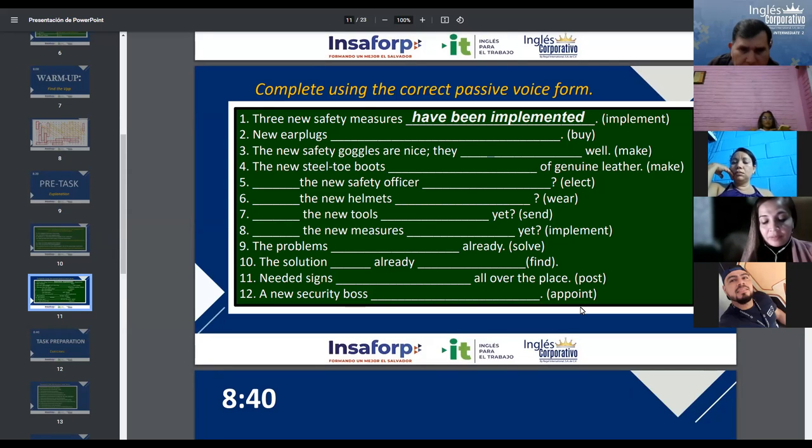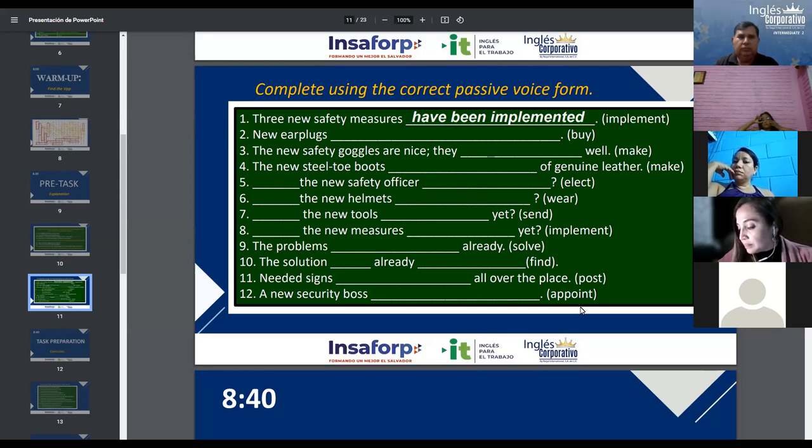Okay, number four. Rudy can give the center number four. The new steel toe boots have been made of genuine leather. Have been made. Made. Yes. Past participle is made, the same as the simple past.